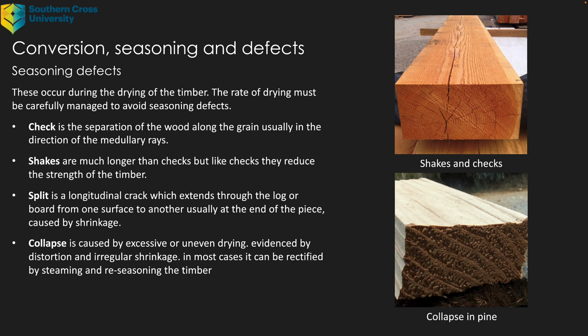Collapse is caused by excessive or uneven drying, evidenced by distortion and irregular shrinkage. In most cases, it can be rectified by steaming and re-seasoning the timber.